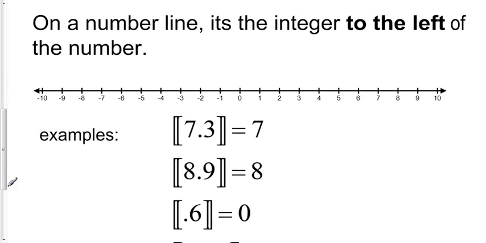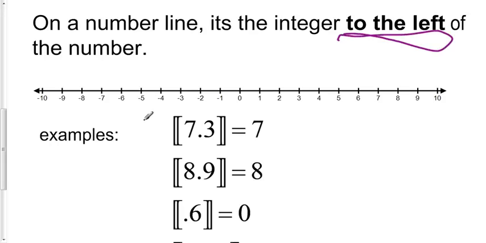On a number line, it's the integer to the left of the number. So if you are evaluating this for 7.3, the answer is 7 because you're looking for the integer to the left of the number. If you've got 8.9 in the greatest integer symbol here, the answer is 8. If you've got 0.6 or any decimal or fraction less than 1, the answer is 0. It's the integer to the left. So that's important to keep in mind.